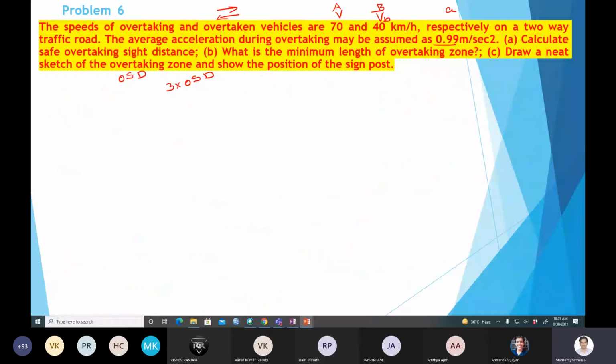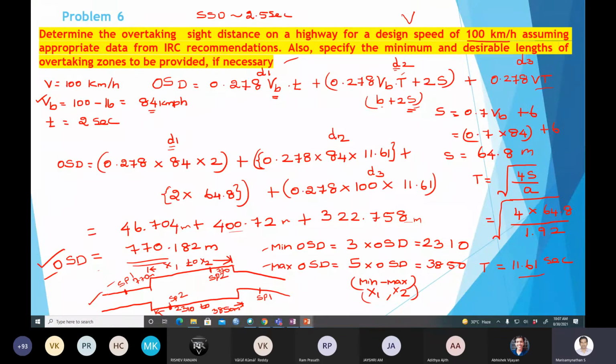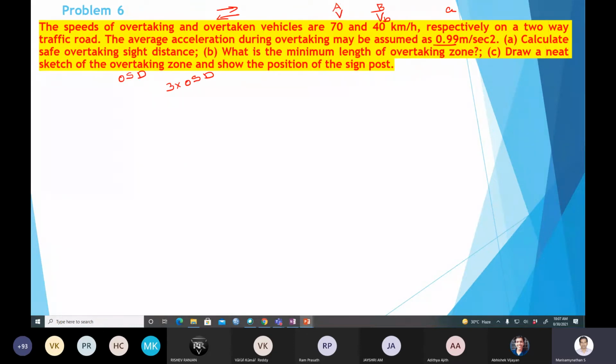So that is the only thing they were asking. Draw a neat sketch. This kind of stretch you have to draw, and you have to explain where you are keeping your signposts. This is one extra thing we can learn from this particular problem. Other than that, the tricky part they have given is that the vehicle speeds, everything, are given in kilometers per hour.